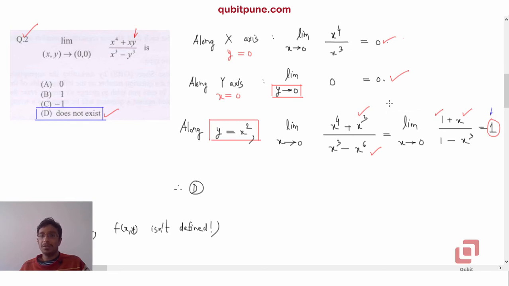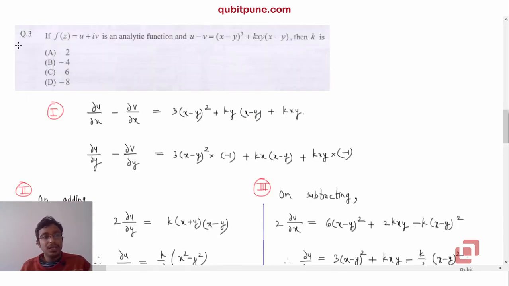Let's go to question number 3. Question number 3 is based on analytic functions and the Cauchy-Riemann equations. If f of z given by u plus iv is an analytic function and u minus v is (x minus y) the whole cubed plus kxy into (x minus y), then k is 2, negative 4, 6, negative 8. Now this is a very simple question, but the approach is very much important.